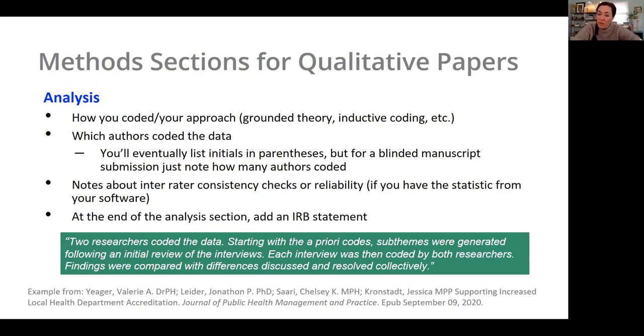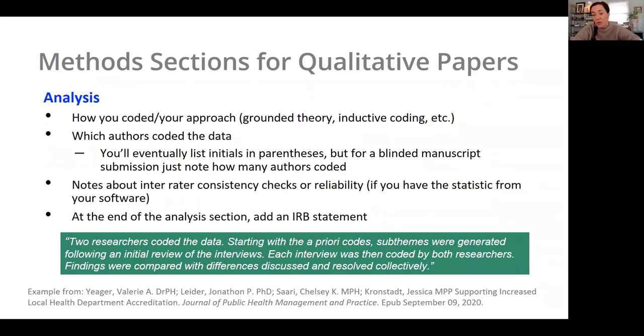You would also describe who did the coding. So eventually you'll typically list author initials in parentheses, but if you're submitting a blinded manuscript, you'll just say something like 2 of the authors conducted all coding. And then once it's gone through the review process, you can add those initials in for the authors that you're referring to that conducted the coding.